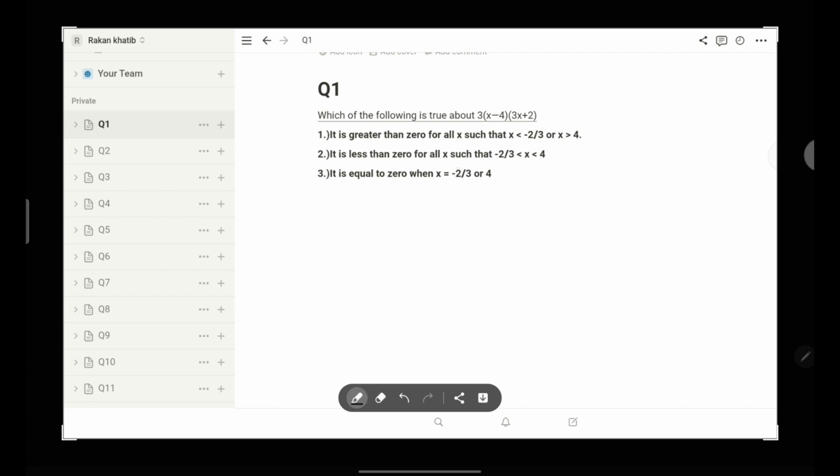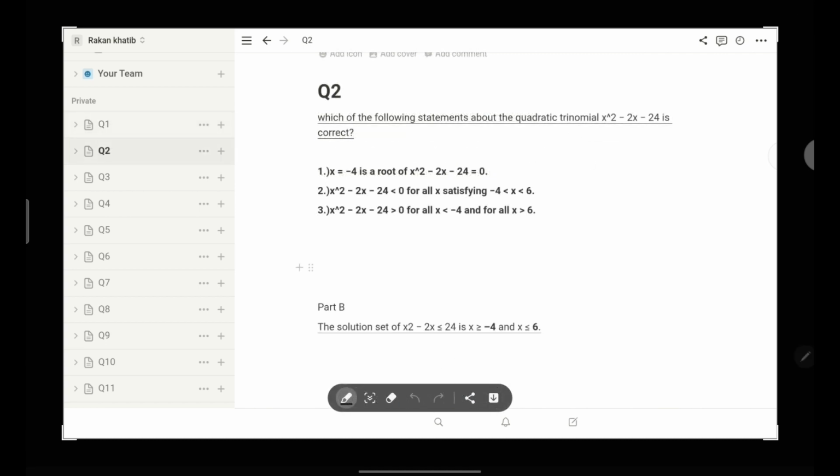It is less than 0 for all x such that -2/3 is smaller than x and x is smaller than 4. So you just put x as a number between -2/3 and 4. So let's just say 2. You put x as 2, and if it's less than 0, then it is correct. And then it's equal to 0 when x is equal to -2/3 or 4. You just put -2/3 instead of x, and you put 4 instead of x, and you see if you get 0. And yeah, that's it.